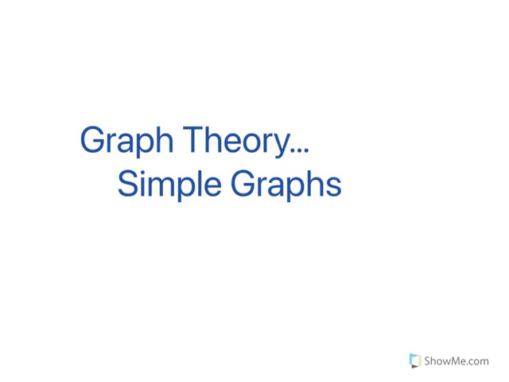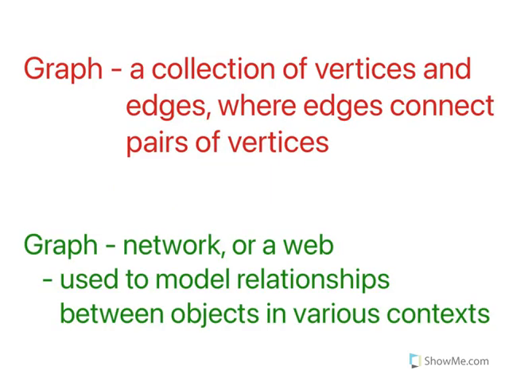We're talking graph theory and simple graphs. So first, a graph is a collection of vertices and edges where edges connect pairs of vertices. And a graph is like a network or a web. We use graphs to model relationships between objects in various contexts.